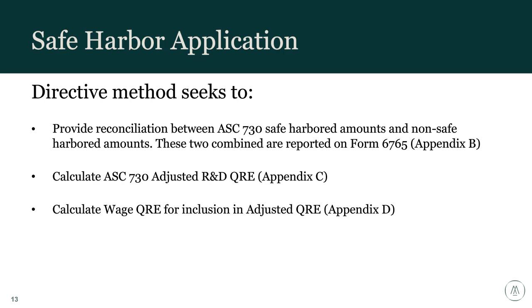And so what the directive walks the taxpayer through is how to calculate. First, you adjust your ASC 730 in one appendix, and then you calculate the labor qualification in a separate appendix just to account for that 95% or 10% of upper level supervisors.